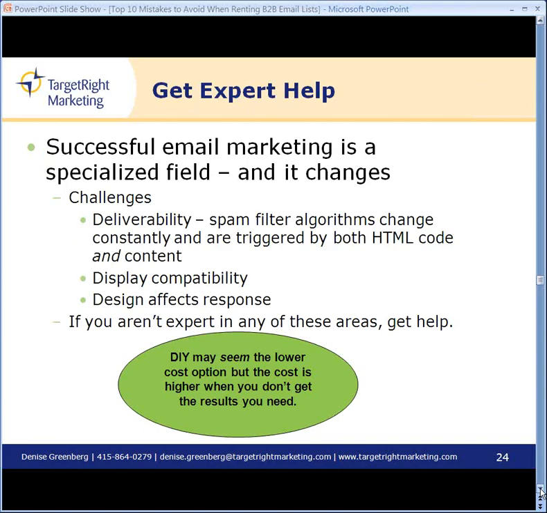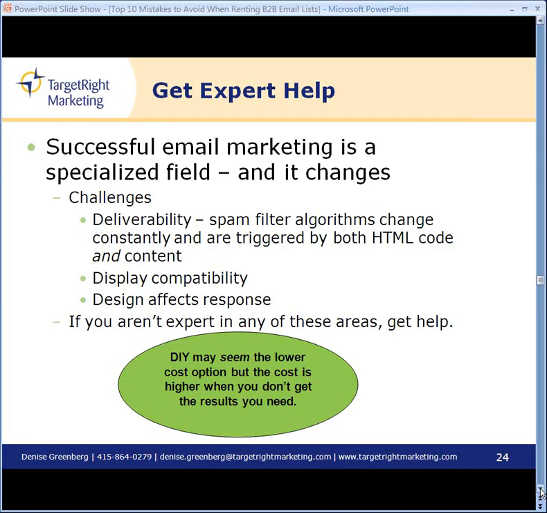Successful email marketing is a specialized field, and it changes all the time. There are a lot of challenges. For example, deliverability. Spam filter algorithms change constantly and are triggered not only by content, words like free or act now, but also by HTML code. There are legitimate techniques for coding HTML for websites that will trigger spam filters when used in email.